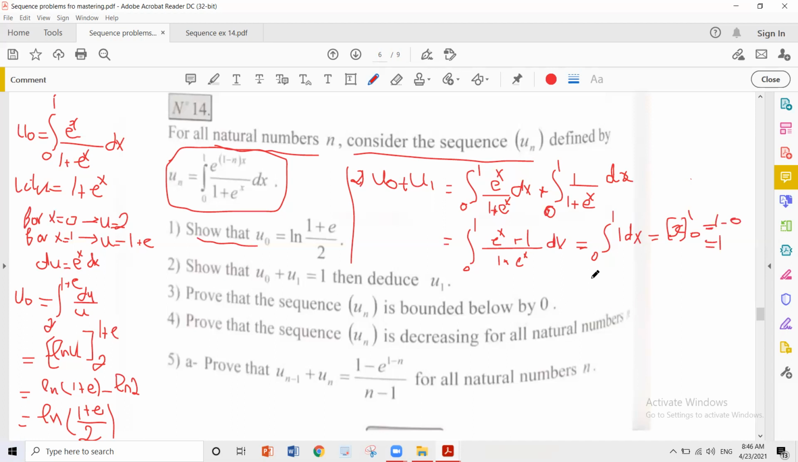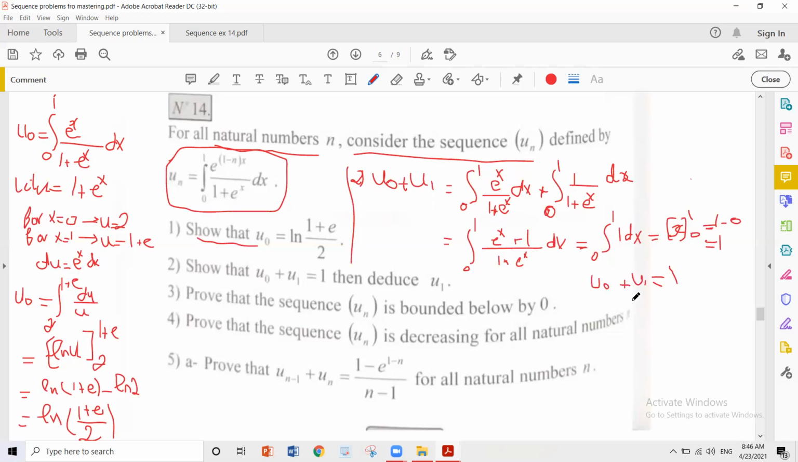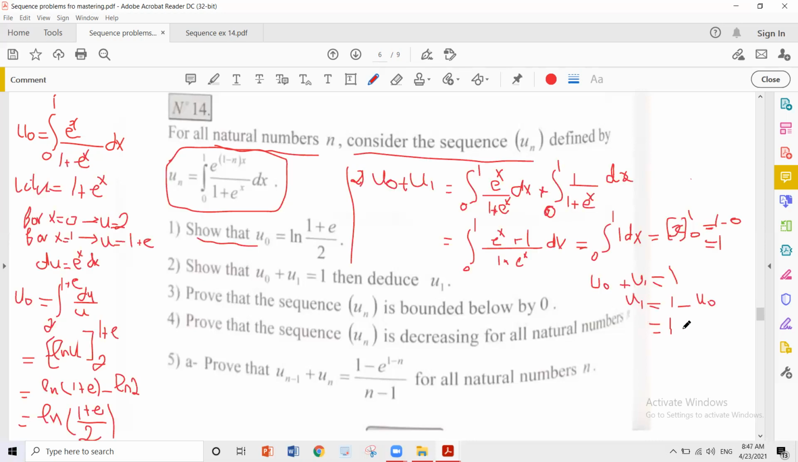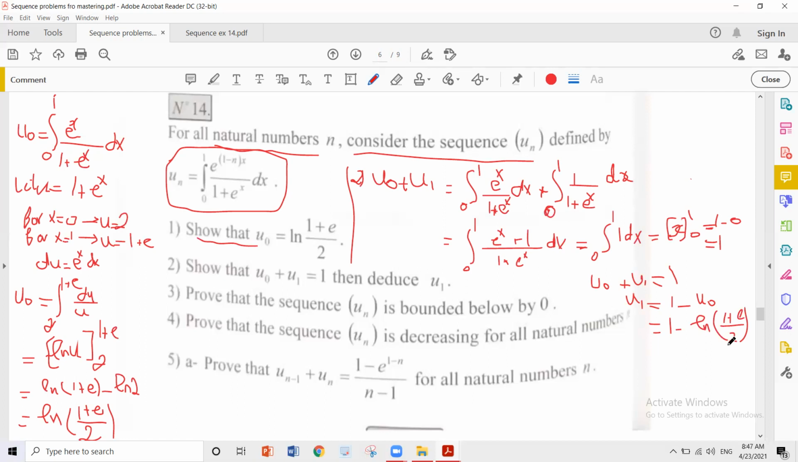Deduce u1. How to deduce u1? u0 plus u1 equals 1, so u1 equals 1 minus u0, equals 1 minus ln of (1 plus e) over 2. You can continue with the calculator? No, leave it like this. It is not necessary to find the answer using the calculator.